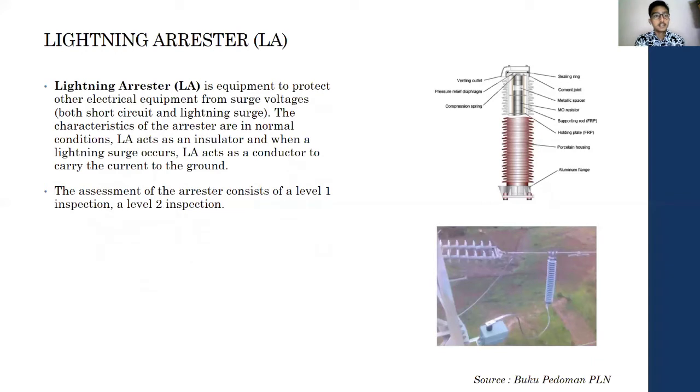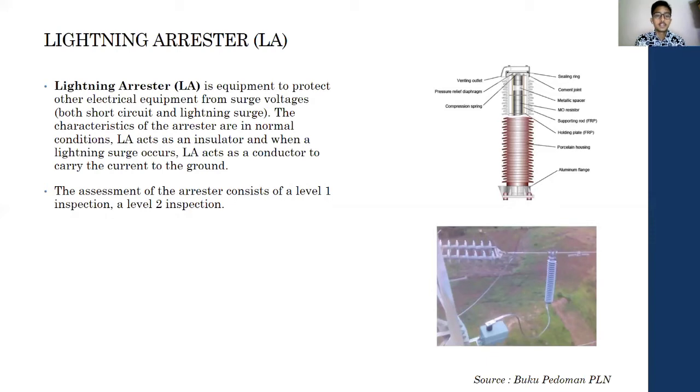And then number 3 is lightning arrestor. Lightning arrestor is an equipment to protect the other electrical equipment from surge voltages, both short circuit and lightning surge. The characteristics of the arrestor are in normal condition, arrestor acts as an insulator, and when a lightning surge occurs, arrestor acts as a conductor to carry the current to the ground.